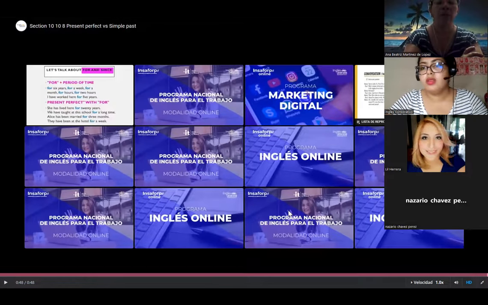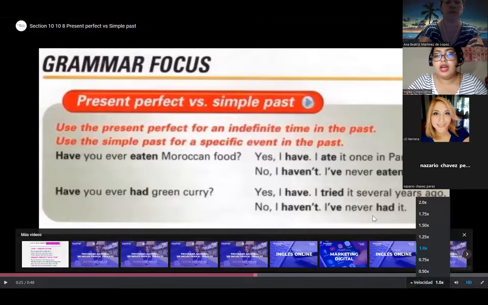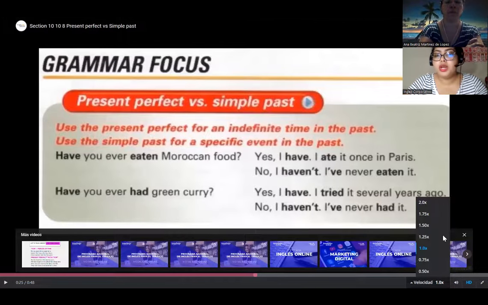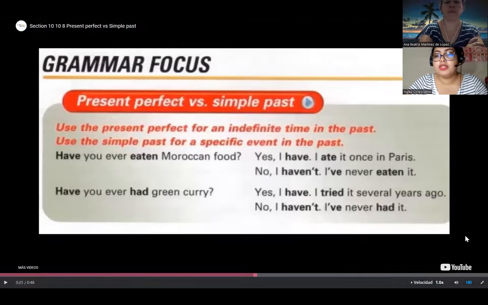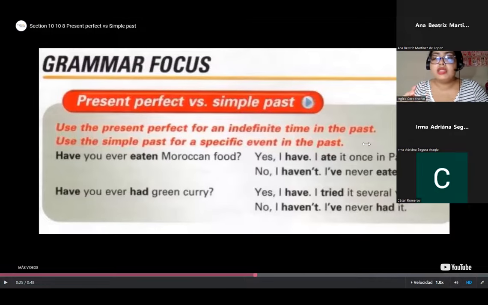Event in the past. Okay, in this case, we have the description here. And it says that we are going to use the present perfect for an indefinite time in the past. Aquí, otra cosa importante que vemos en esta parte. Es un tiempo indefinido. No sabemos con exactitud cuándo sucedió, ¿verdad?